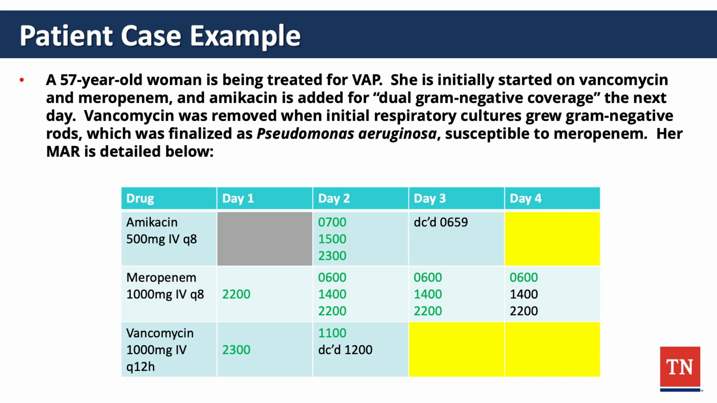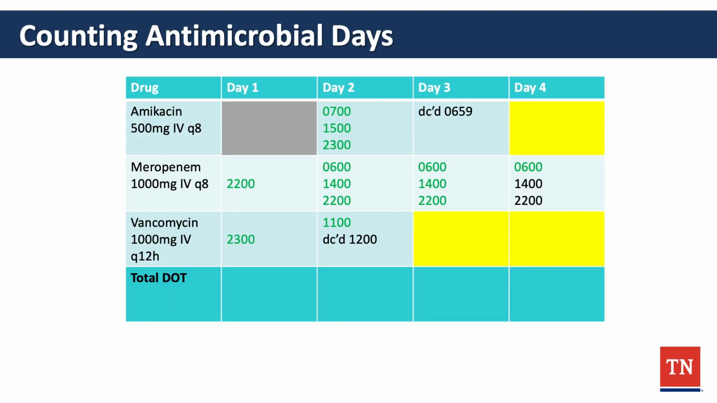Her medication administration record is detailed below. Anytime you see something in green, it indicates that the dose was given. Anything in black is scheduled to be given, and yellow indicates that it was discontinued. So if you wanted to count the days of therapy on this patient, on this first day, even though those medications were administered very late in the day, they still count as 1 day of therapy for meropenem and 1 day of therapy for vancomycin.